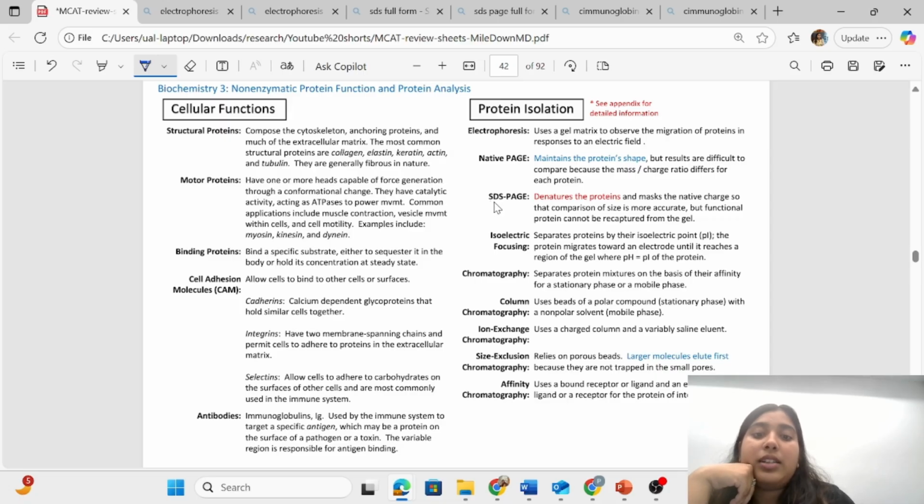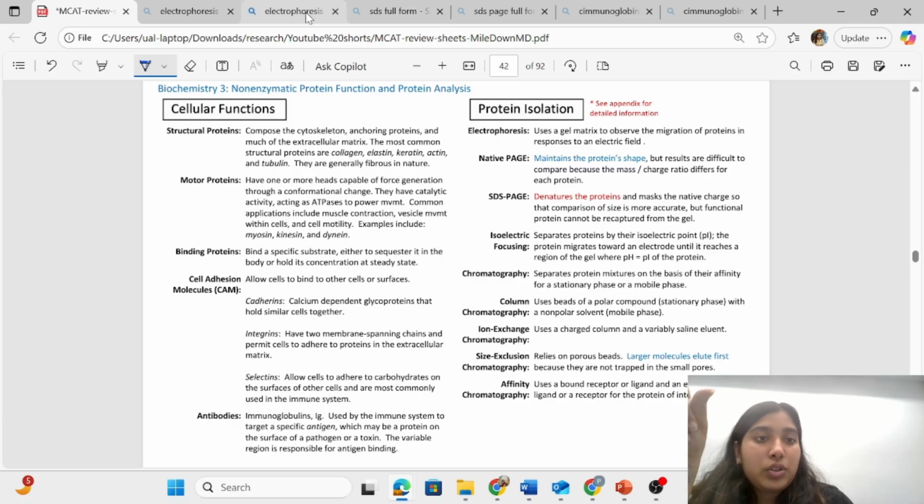The full form is sodium dodecyl sulfate polyacrylamide gel electrophoresis. So what this SDS does is it breaks the protein and puts a negative charge on it so that all the charges are the same and the size is the same. And we can do the electrophoresis on our own.